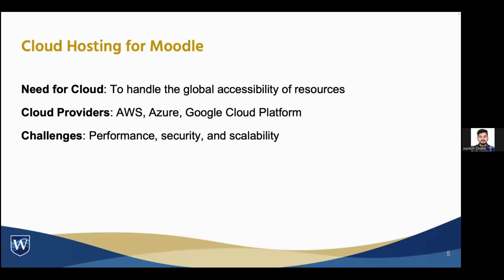Now, why cloud hosting for Moodle? The primary reason is scalability. Distance learning demands global accessibility, and cloud infrastructure can scale efficiently to handle this. We have major cloud providers like AWS, Azure, and Google Cloud Platform. While they offer robust services, we must address challenges like performance, security, and scalability also. The need for cloud comes from Moodle's global user base, meaning we need to serve students from different parts of the world simultaneously without performance bottlenecks or security issues.